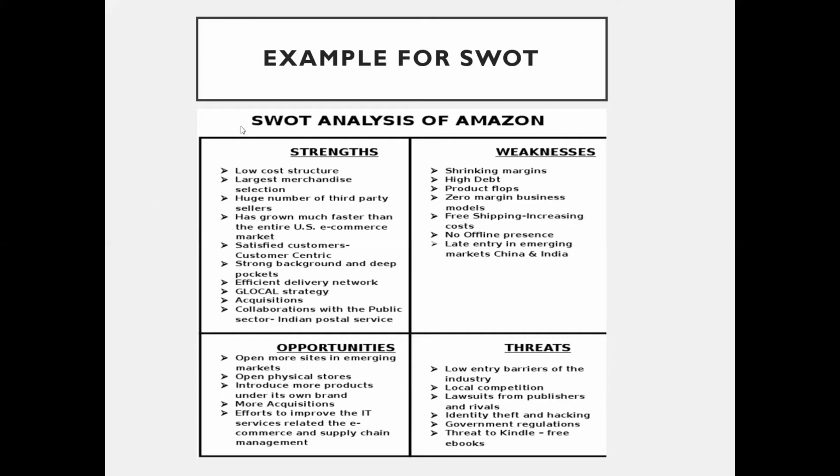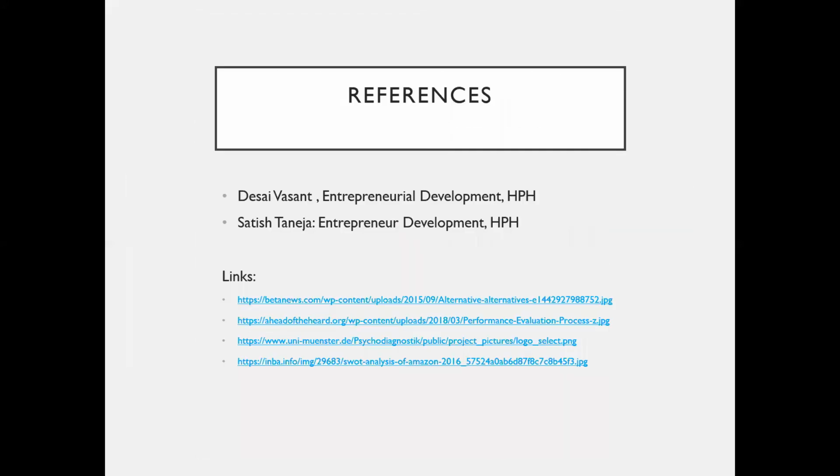So this is an example of Amazon SWOT analysis, which gives you an idea how to develop a strength, weakness, opportunity, and threats analysis for your upcoming business. In this session, we have covered the steps involved in establishing a new venture, hoping that you have understood the topic and will be able to apply it in your future business prospects.